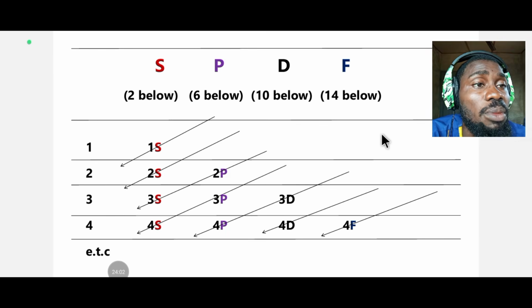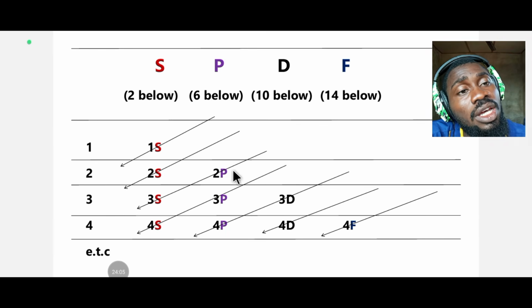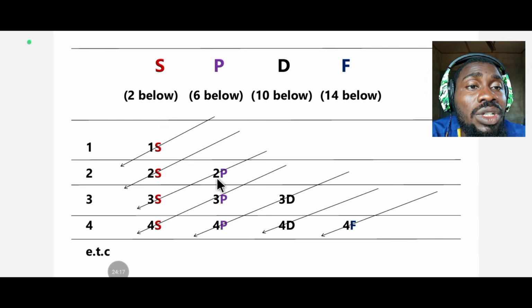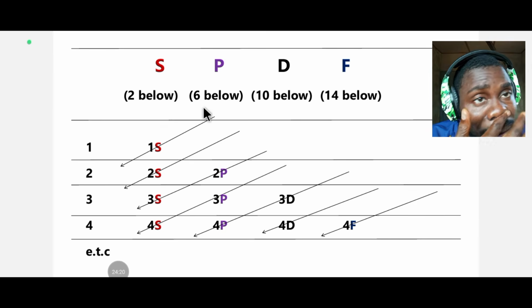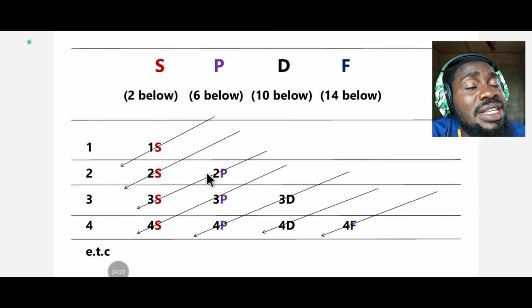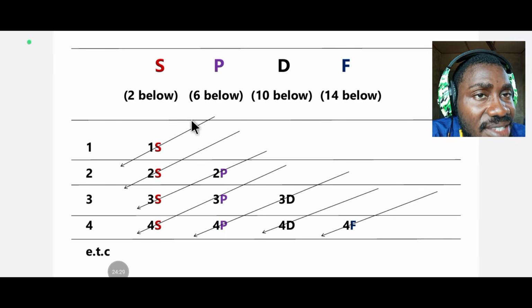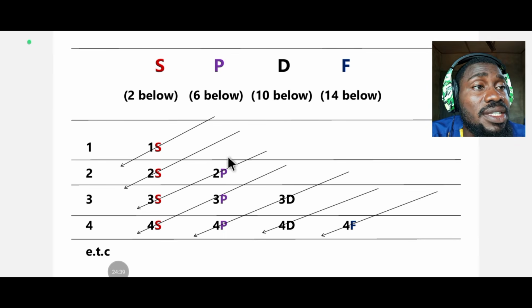Remember, we are picking from right to left. So the third is, we have 2p there. 2p, that's what we have first. So we are going to pick 2p. Remember, the 2p is in the p orbital, or the p shell. So what is the maximum number of electrons that the p shell can accommodate? It is 6. So the maximum electron that we can put here is 6.